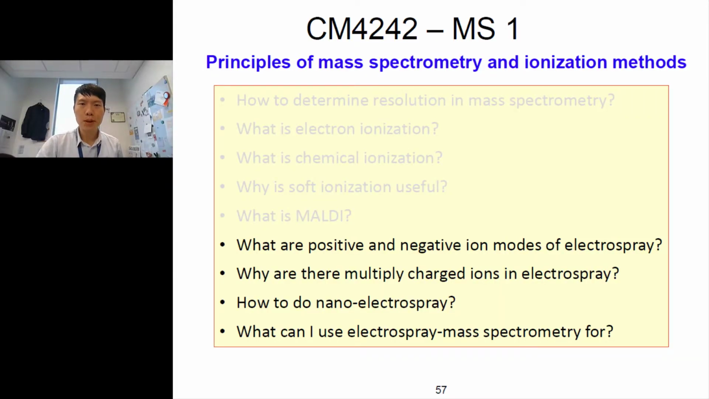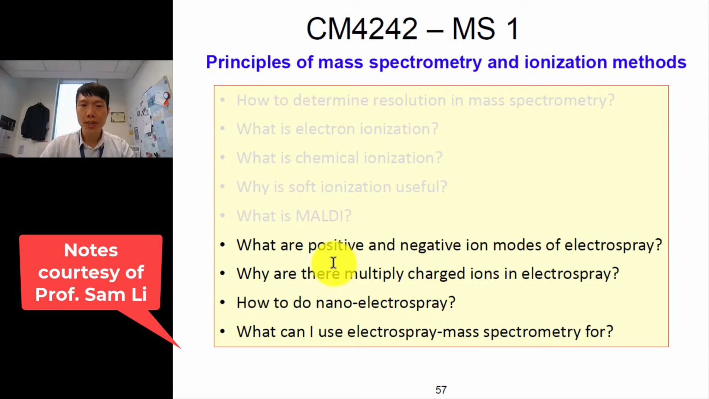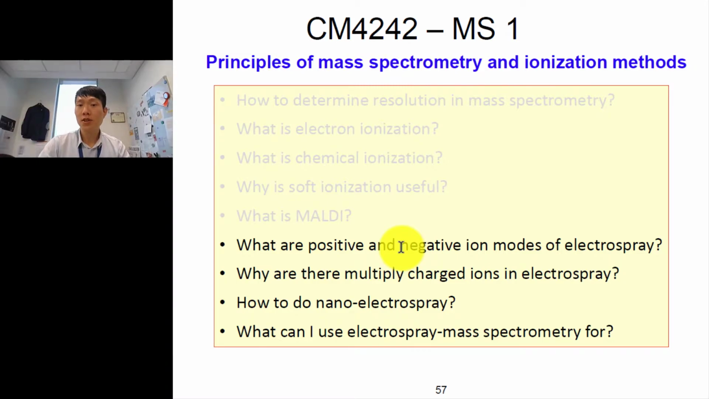Let's continue to the third part of mass spectrometry. After this part, you'll be able to answer a few questions. What are the positive and negative ion modes of electrospray? Why are there multiply charged ions in electrospray? How to do nano electrospray? And what can we use electrospray mass spec for?